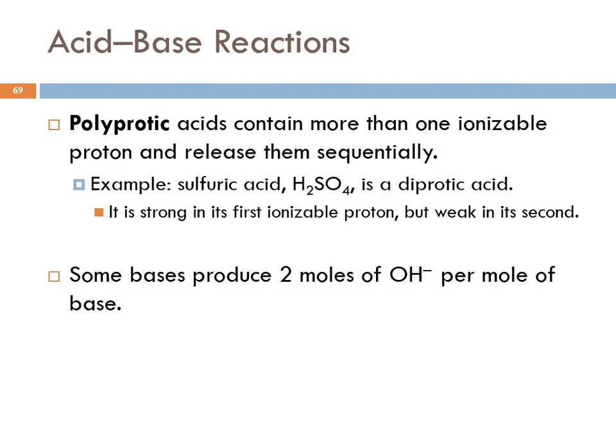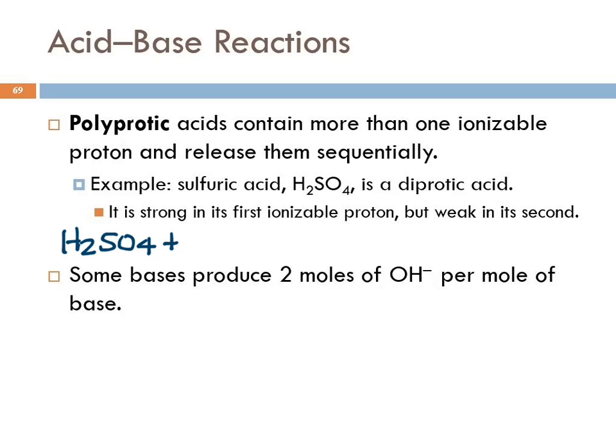Polyprotic acids. Polyprotic means multiple protons, many protons. So these are acids that release more than one ionizable proton. So sulfuric acid, H2SO4. It has 2 hydrogen ions that can be released. H2SO4 is considered a strong acid, but it doesn't release both of its hydrogens right away.